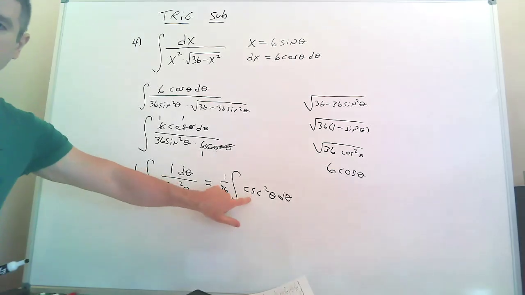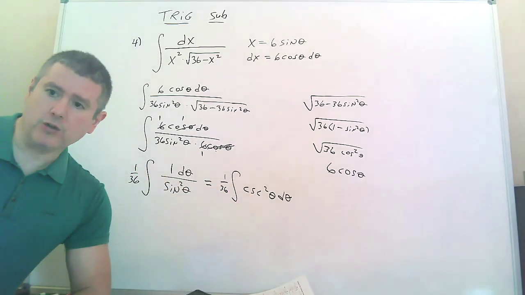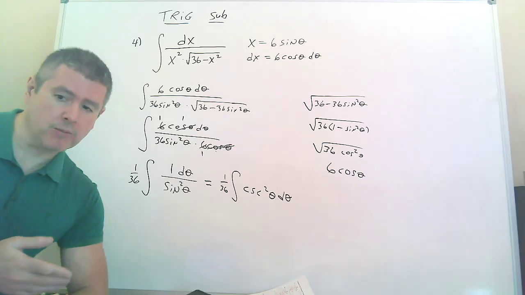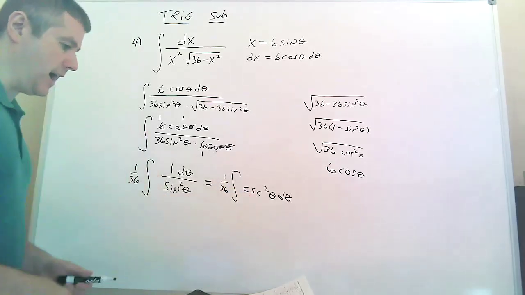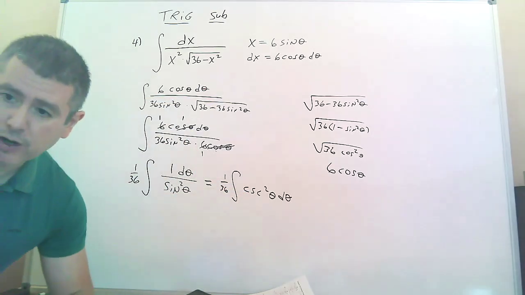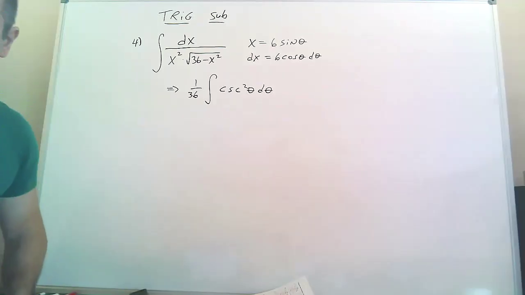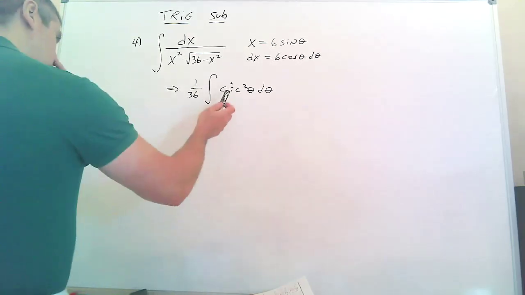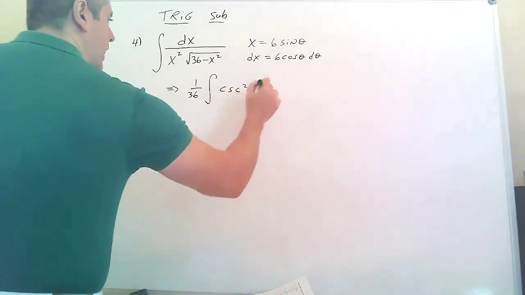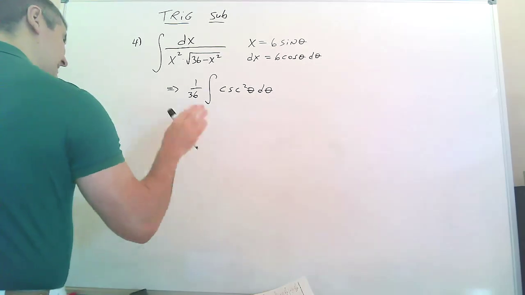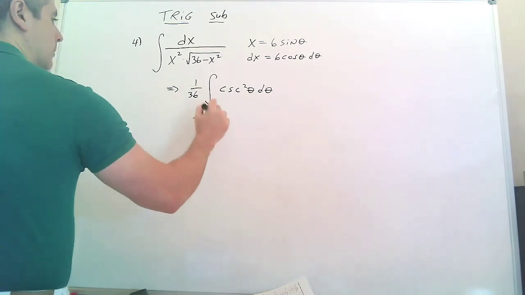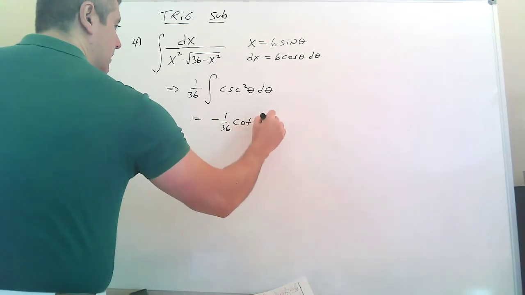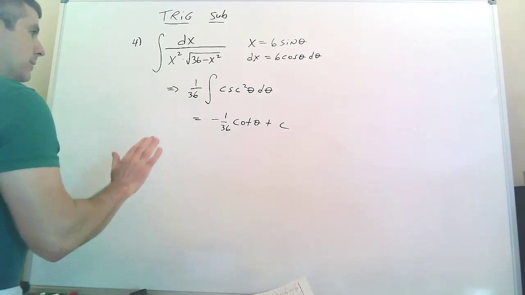But this, you could do even if you didn't know the trig integrals, right? You know that the derivative of cotangent is negative cosecant squared. So I'm going to be able to integrate that. But again, I need room because I have to draw my triangle, so I'm going to erase all this. Okay, now that I've erased everything, I'm ready to do the antiderivative. The derivative of cotangent is negative cosecant squared, so I'm going to have negative 1 over 36 cotangent theta plus c. Yay.